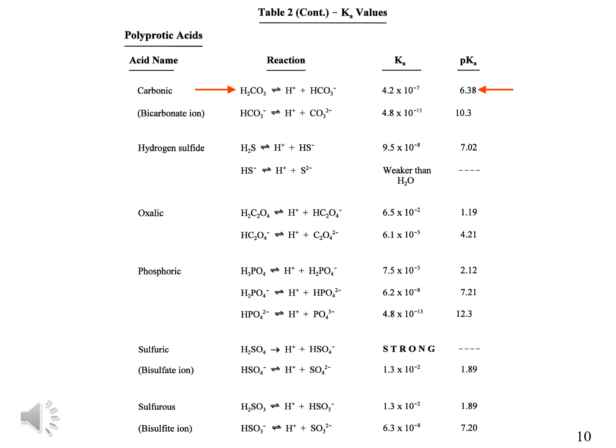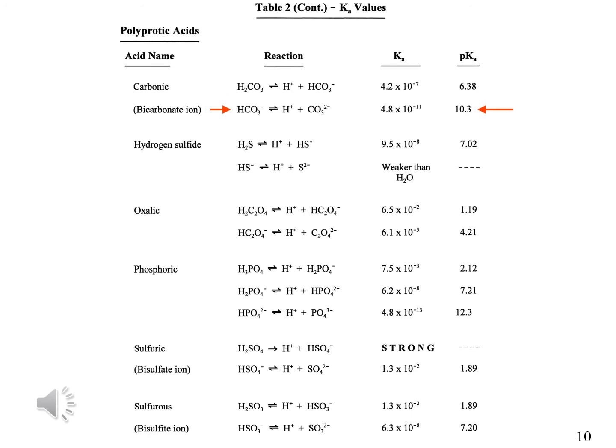I mentioned before that you can make buffers out of also the ones on the back of the table, the polyprotic acids. If you look at the H2CO3, you can make a buffer out of H2CO3 and HCO3. The pH of that one will be 6.38 if they're equimolar. But if you instead make a buffer out of HCO3 and CO3, the pH will be the same as the pKa, which is 10.3. So those are going to be two completely different buffers. One is acidic and one is basic, and you can't get much more different than that.